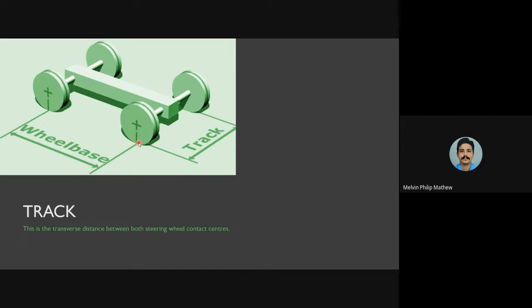So from one center to the other center, not from front to rear, but from the front right wheel to the left wheel, or from the rear left wheel to the right wheel. That is what is known as track. So it is shown as track here, and the distance from the contact center of the front and rear tires is known as wheelbase. Okay, so this is track and this is wheelbase.